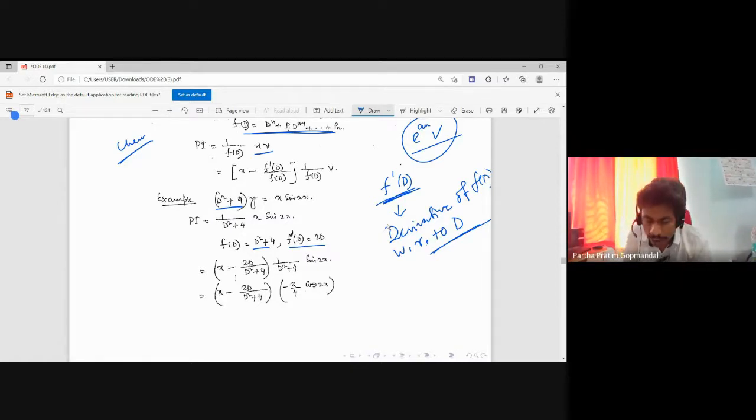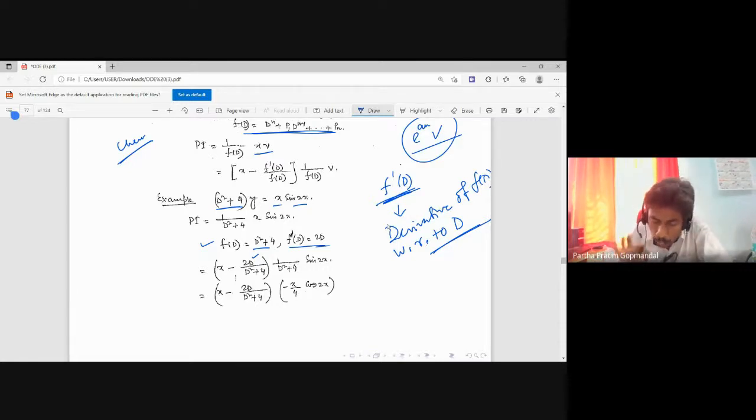So see this example, x into v. So here you have f(D), and f dash D is 2D. So the PI will be x minus f dash D, f dash D is 2D, by f(D). f(D) is D square plus 4. Again 1 by f(D) sine 2x.